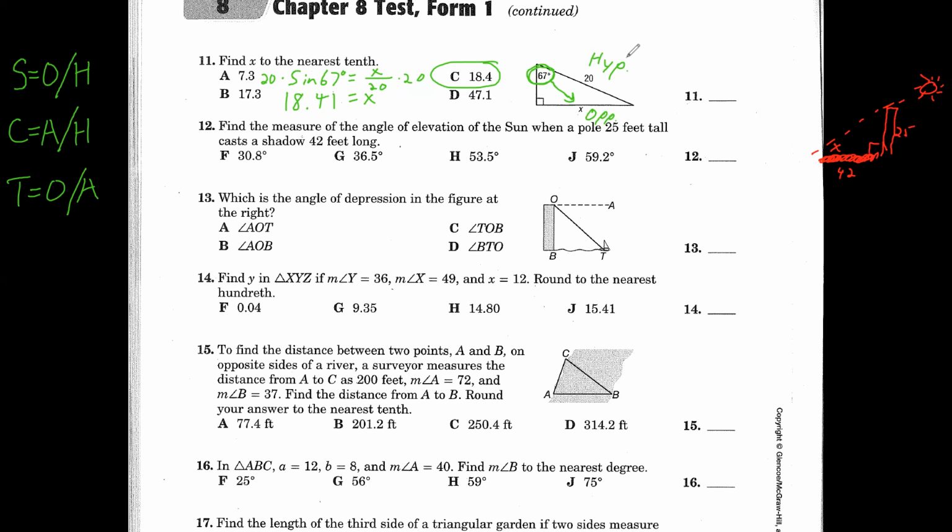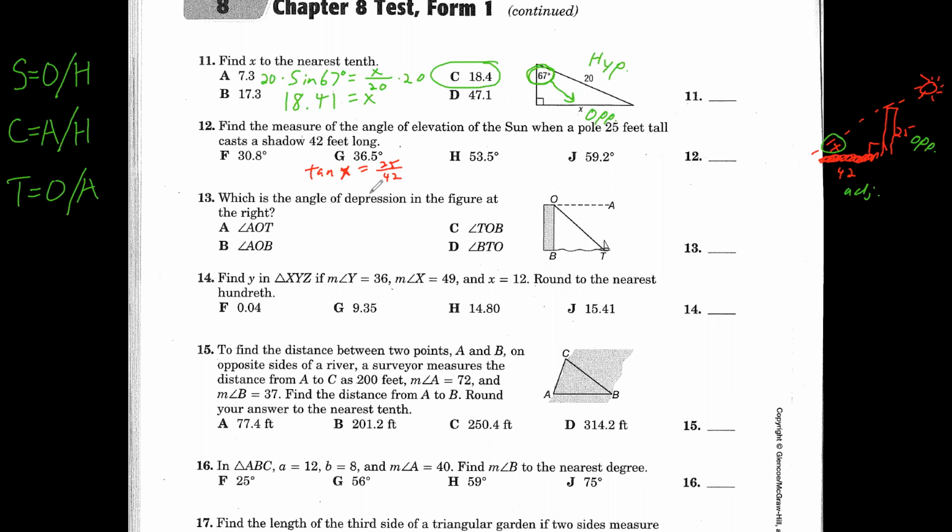Well, based on X, the 25 is our opposite. The 42 is our adjacent. Which one of our ratios uses opposite and adjacent? That's tangent. So we have tangent of X equals opposite, 25, over adjacent, 42.